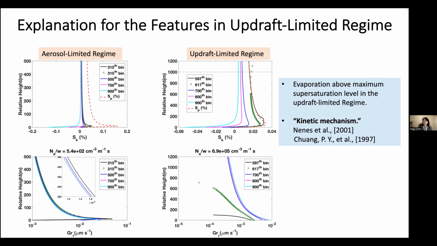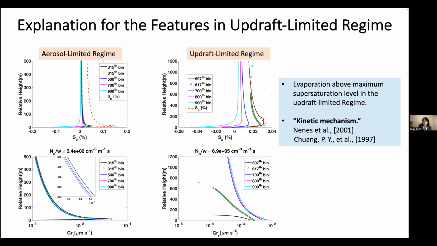But in the example in the updraft limited regime, we see the smallest droplet around the cloud base is as the black line shows. But because the parcel supersaturation is only slightly larger than the equilibrium supersaturation, this droplet evaporates and deactivates. So the smallest droplet is another one, like the blue line shows. It's a different particle bin. However, the droplet will evaporate if the parcel goes higher because the particle equivalent supersaturation is larger than the parcel supersaturation.